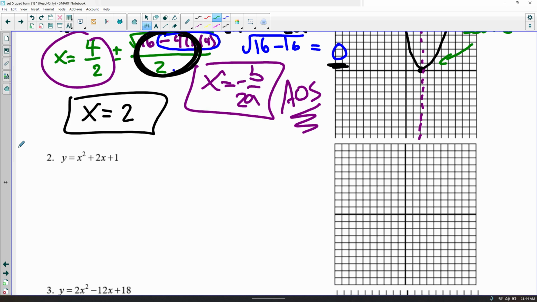All right, so let's do one more of these, all right? And figure out what happens in part B. So A is 1, B is 2, and C is 1. So let's go ahead and work out. So X is equal to, you have your quadratic formula? Negative B over 2A, plus or minus?